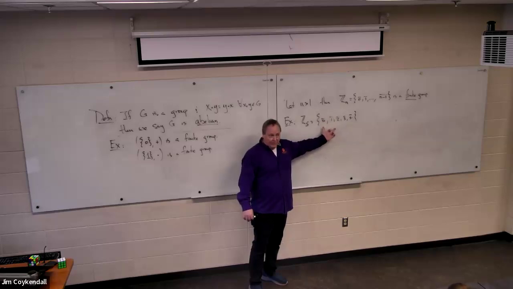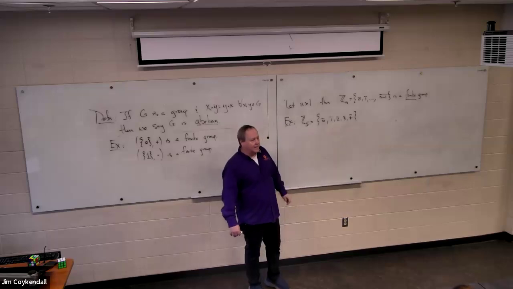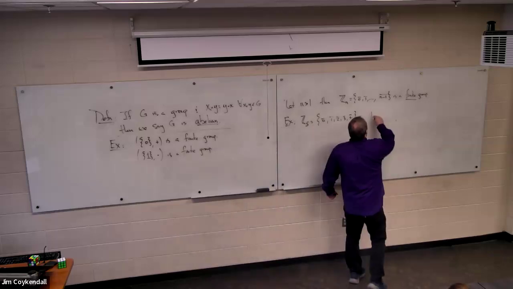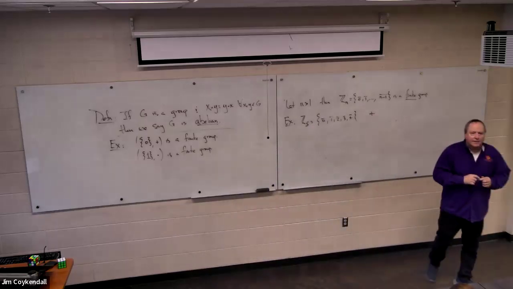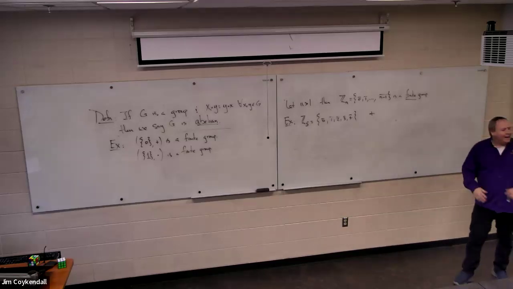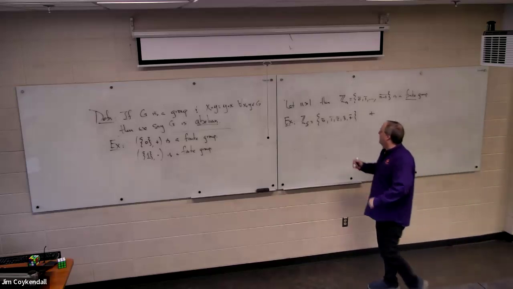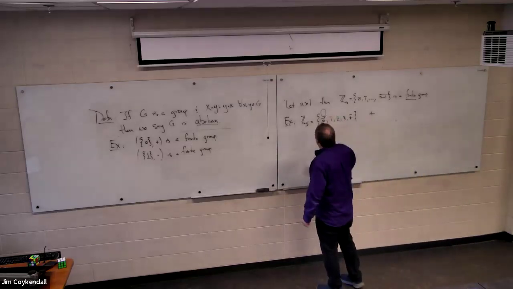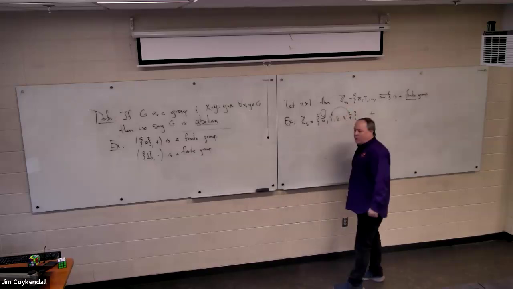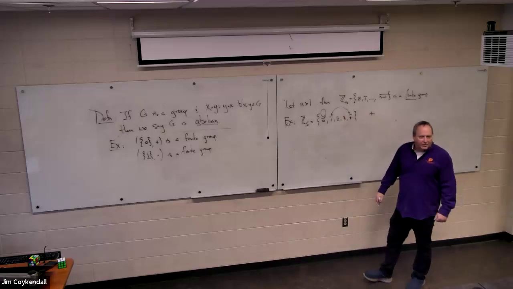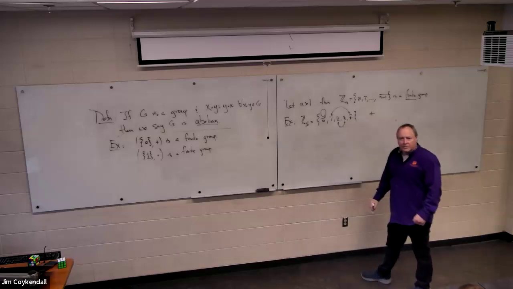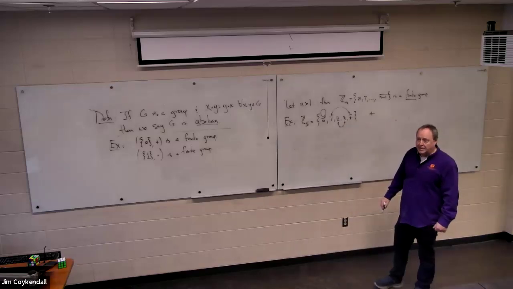Everybody cool so far? What's the identity here? What can you add to anything and it leaves it alone? Yes, and of course this is under addition. The 0 bar leaves everything alone. Agreed? And I can tell you what everything's inverse is, right? 0 bar is its own inverse. That's always true for the identity. 1 bar and 4 bar are inverses because they add up to 0 bar. And 2 bar and 3 bar are inverses of each other. Okay? Everybody okay with that?